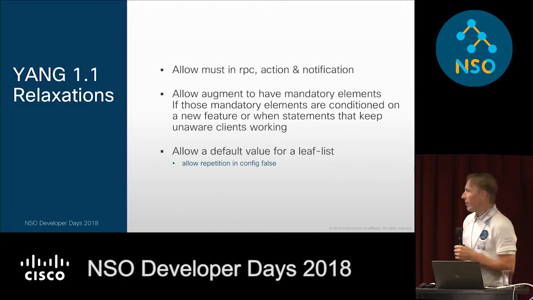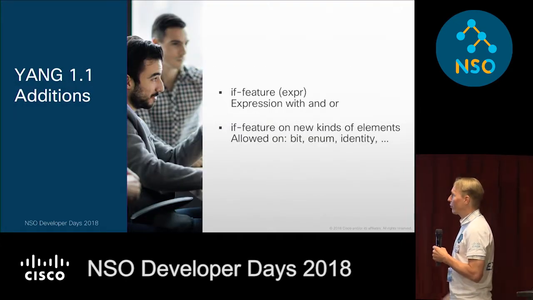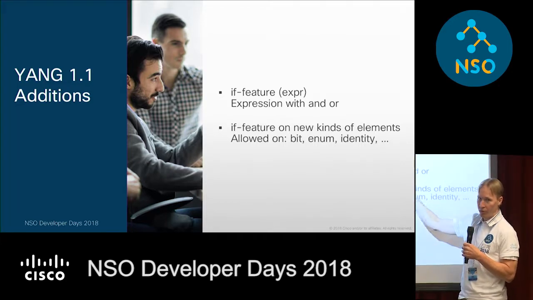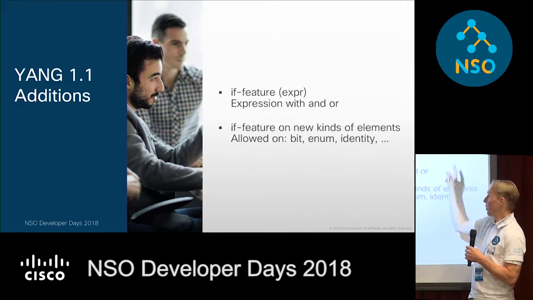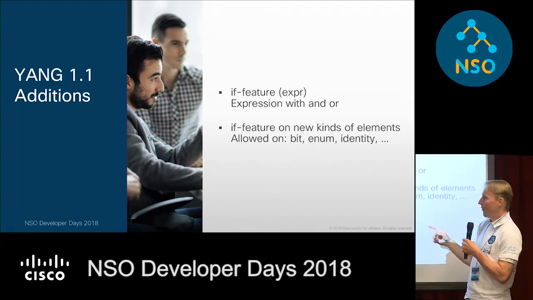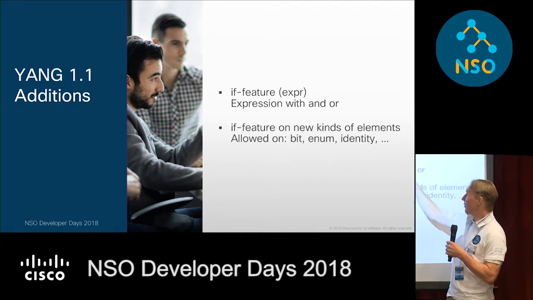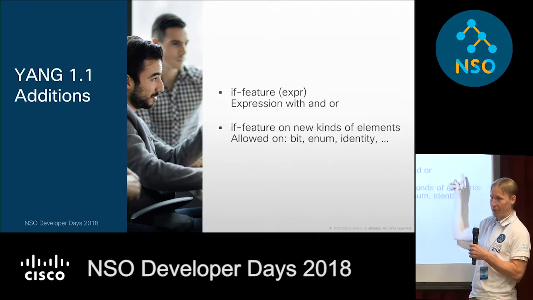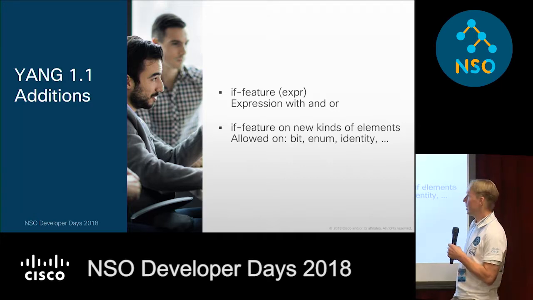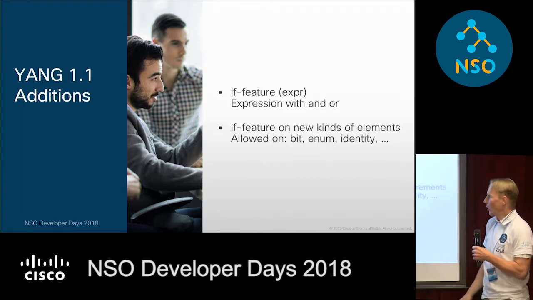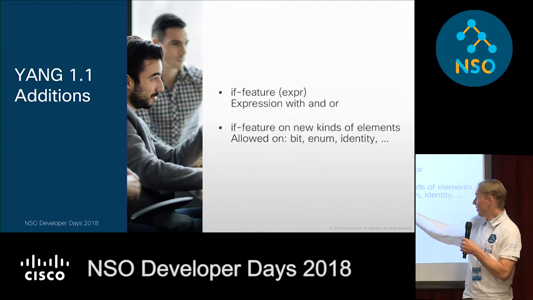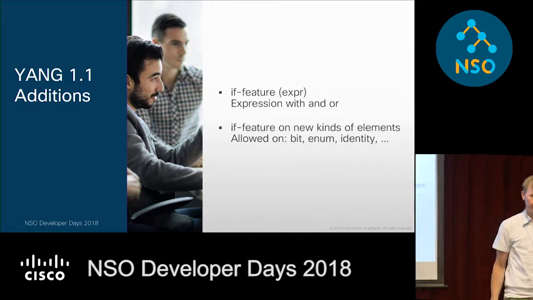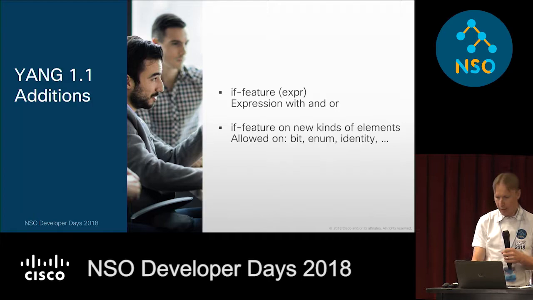Some other additions: if you're using if-feature, it used to be that you just named the feature here. If-feature disk, or if-feature BGP, or whatever it is. But now, if you have a combination, it's either if you have disk or you have BGP, then something happens. You can have and, or, and not expressions and stuff like that. And you can also add if-feature on bits, enums, identities, and stuff like that, which was not possible earlier.